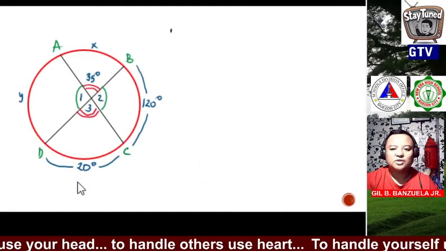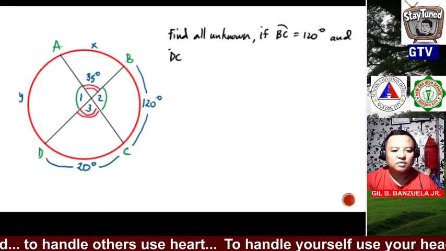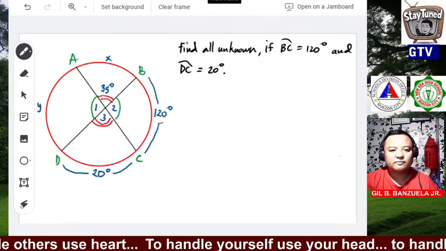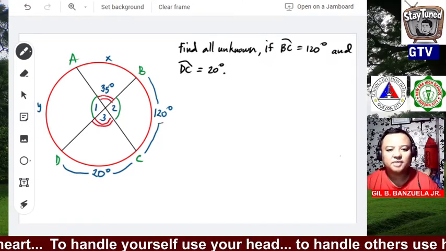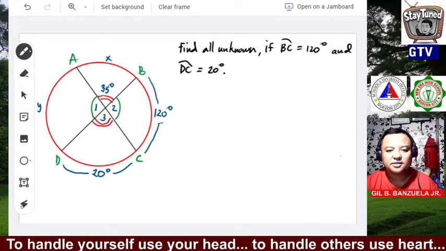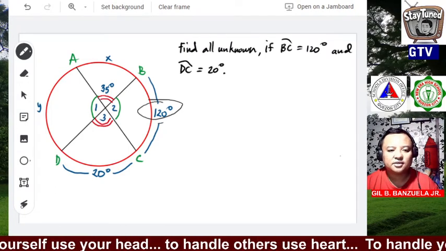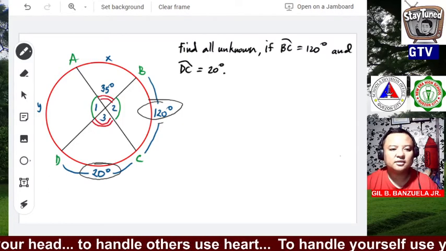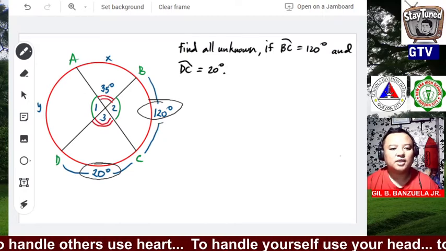Ayan. So, let's try to solve a problem. Ayan. Let me present again my whiteboard. Ayan. So, balik tayo sa Jamboard. Okay. Alright guys. So dito, pinapahanap sa atin lahat ng unknown. If arc BC, ayan o, is 120 degrees and arc DC is 120 degrees.